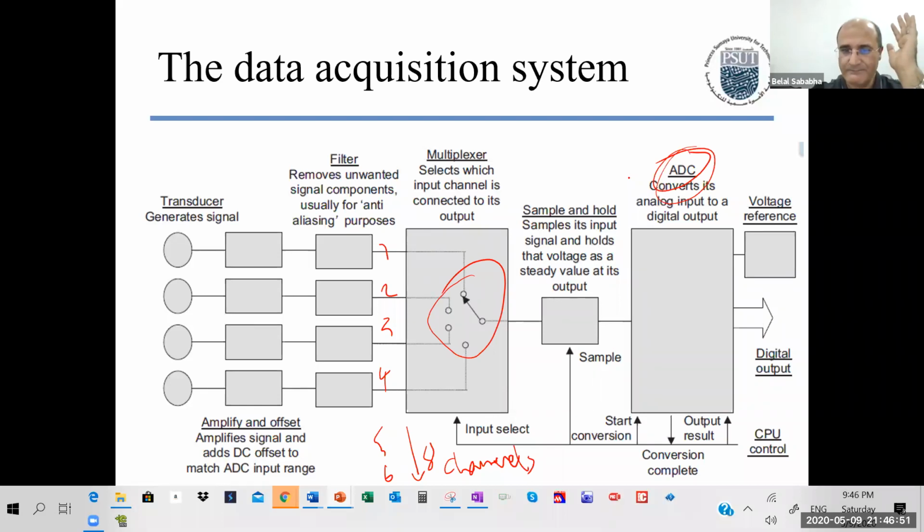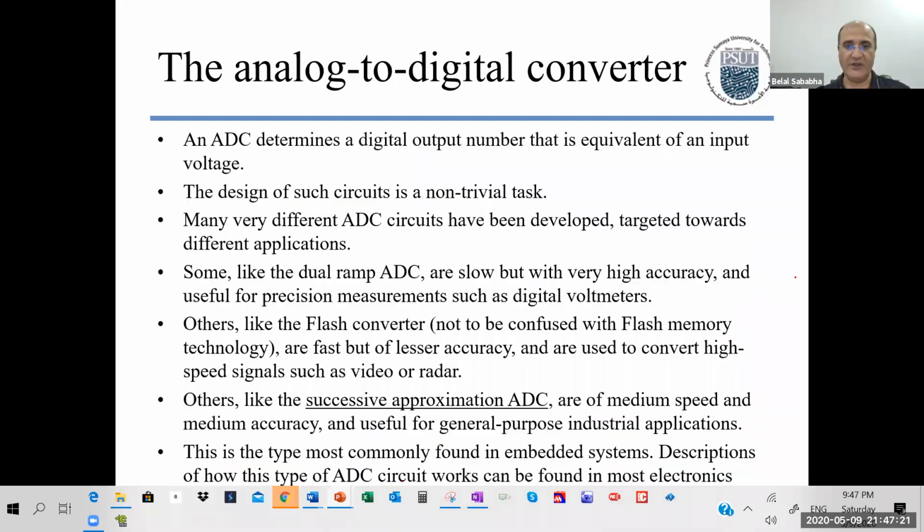Clear so far? And here we control the switching, the multiplexer, through registers inside. There is a CPU control that selects. No questions. Then we have a sample and hold circuit. Sample and hold circuit, I'll talk about it. Then we hand the value to the ADC. We get a digital number in a register, and then we deal with it.